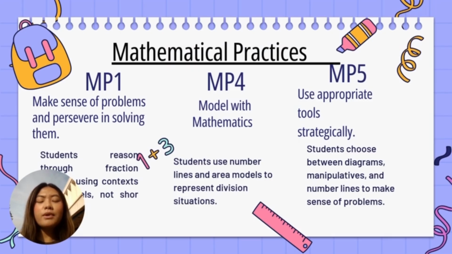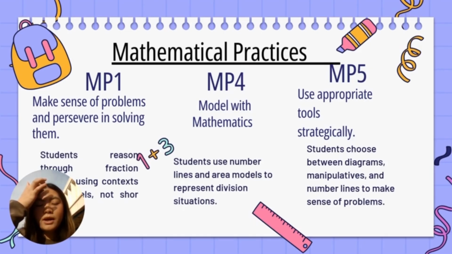As for our mathematical practices, we have three practices that connect and correlate with fraction division. Mathematical practice number one is make sense of problems and persevere in solving them. This is when students can reason about fraction division with context and models, not using any shortcuts. Mathematical practice number four is model with mathematics. This is when students use number lines and area models to represent division situations. The number lines were used for the measurement model, and area models more so for the factors and product method.